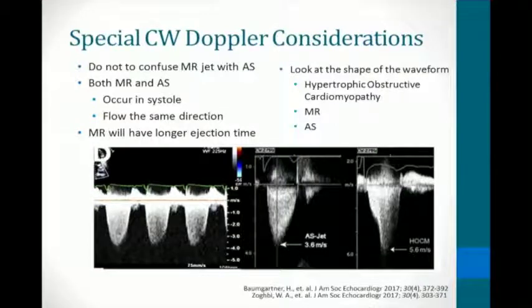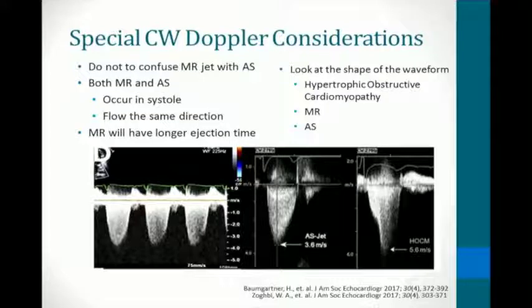Last thing to keep in mind with using continuous wave Doppler, especially with a non-imaging probe: if the patient has mitral regurgitation in addition to their aortic stenosis, be careful not to mix up the two signals. Both occur in systole and flow in the same direction.